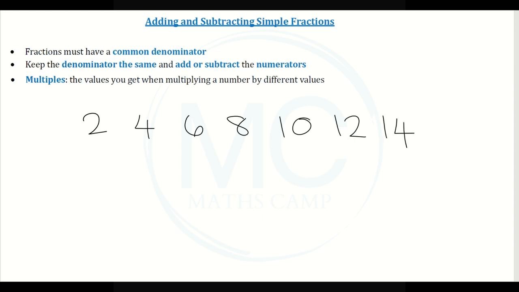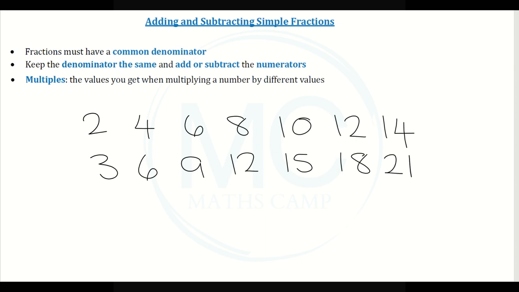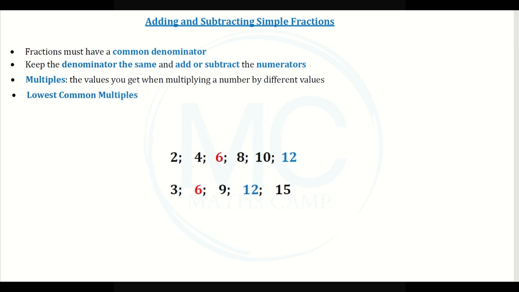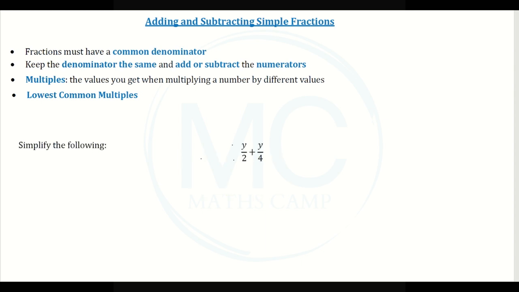Now let's look at the multiples of 3. 3 multiplied by 1 is 3, by 2 is 6, by 3 is 9, by 4 is 12, by 5 is 15, by 6 is 18, and by 7 is 21. 6 and 12 are multiples of 2 and 3. So we say that they are common multiples. But 6 is the lowest multiple. So we say that is the lowest common multiple. We are going to use this idea when working with fractions.